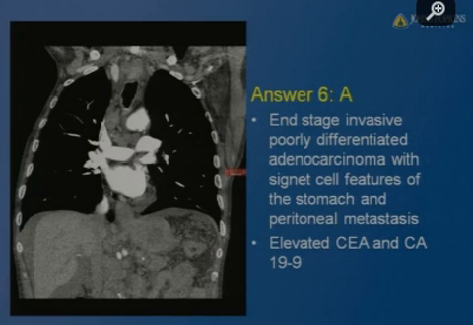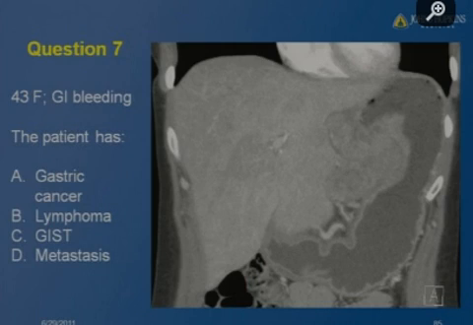So you see there was a very high intense FDG activity despite the patient having signet cells, and there were peritoneal metastases, elevated CEA and CA19-9. We see the coronal images demonstrating the infiltration better as well as mediastinal adenopathy.